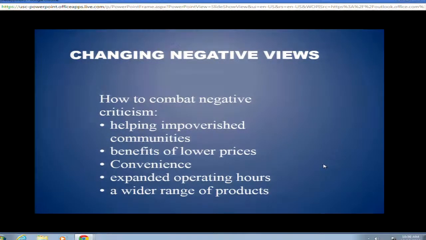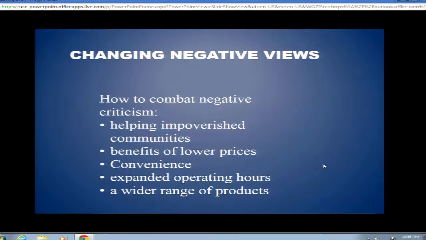Changing negative views. Walmart definitely does have a lot of negative criticism once they move into a certain area, as far as closing down businesses, traffic, everything like that. But definitely some things they do help out on is helping impoverished communities, giving jobs once they move into a small community.